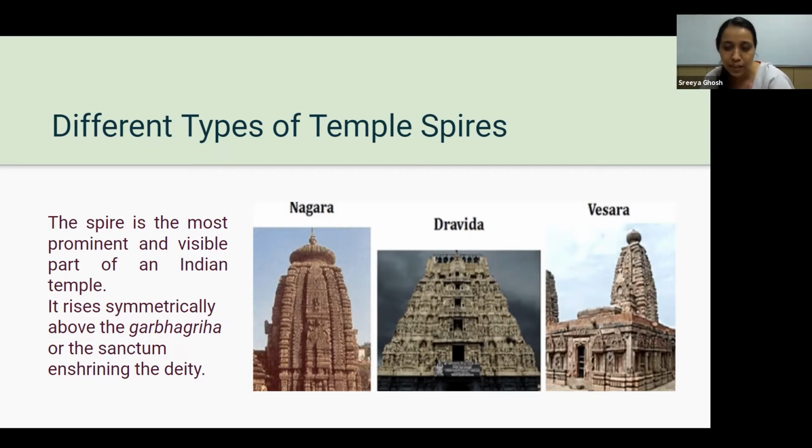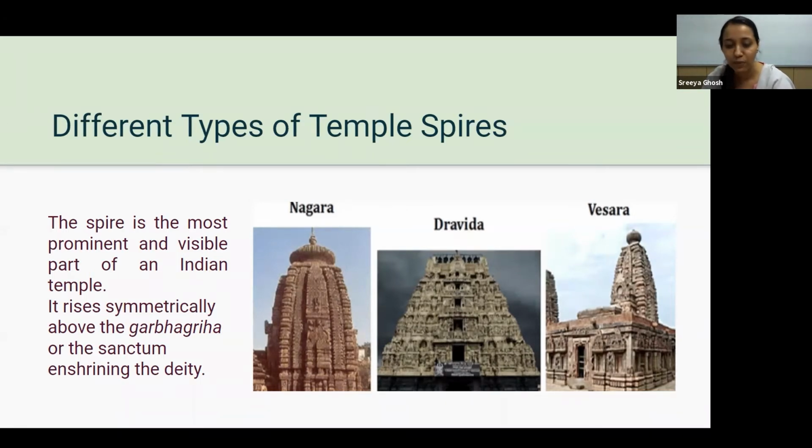Now, there are mainly 3 different architectural styles, which are very important. We have many more regional architectural styles, but the 3 main styles are the Nagara style. On the left one, Nagara is the North Indian temple style. In North India, mostly all the temples will have such a structure of spires where it will be slightly dome-shaped, symmetrically rising, and it will culminate in a point.